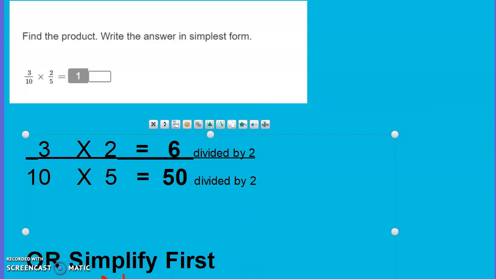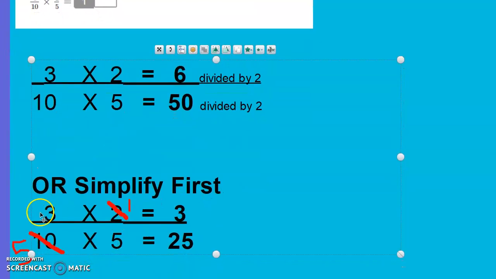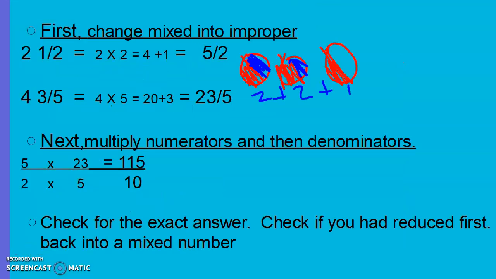When we simplify it first, we're going to take our 3/10 and our 2/5, and we're going to divide first. We're going to take our 2 and divide it by 2, it'll give us 1, and our 10 divided by 2 gives us 5. 3 times 1 is 3, 5 times 5 is 25. If we went up here and divided both of these numbers by 2, we would end up with 3/25. Okay? Our second problem is a little bit messier.